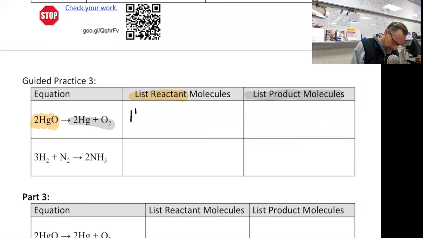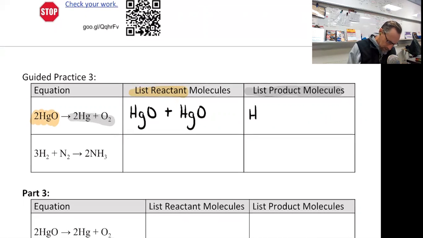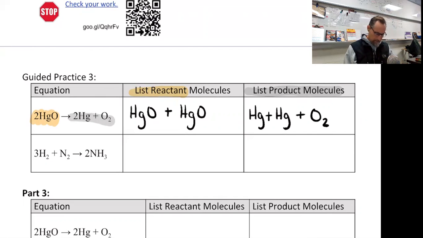So that would be like HgO added to HgO. And my products would be, again, that 2 applies to the Hg. So that's like Hg added to Hg. And then there is the oxygen there, and there are 2 of those.